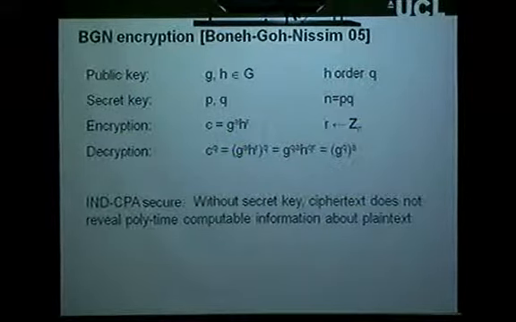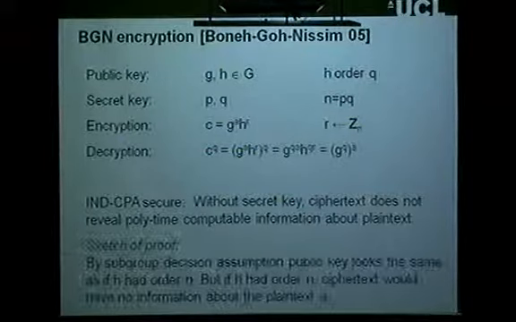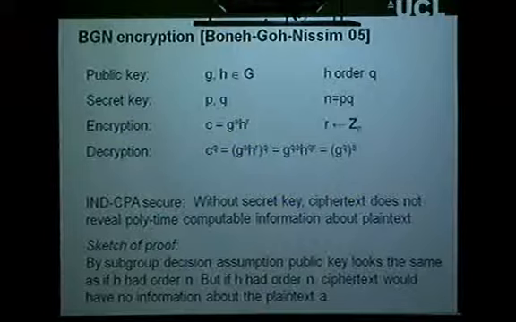And it's chosen plaintext attack secure under the subgroup decision assumption. Okay, sketch of the proof is that basically the adversary cannot distinguish whether it's looking at a public key where h has order q, or where it's looking at a public key where h has order n. But if h has order n, then if you look at the encryption, h raised to r, that's just a random group element. So the ciphertext will be a random group element, and it contains no information about the message.